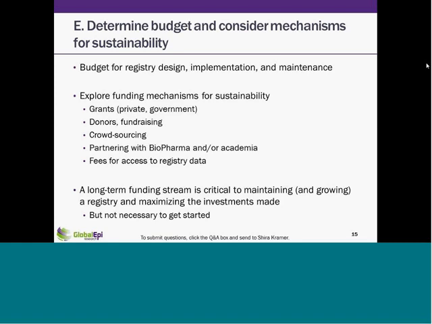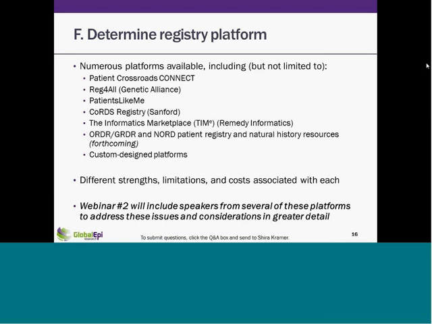Some registries elect to charge fees to researchers who want access to registry data, which can be a source of revenue for the registry, but may be less likely to provide a sustained and reliable source of funding. Recently, there's been increasing use of crowdsourcing programs to fund rare disease research projects, and this type of fundraising format may be worth exploring as well.